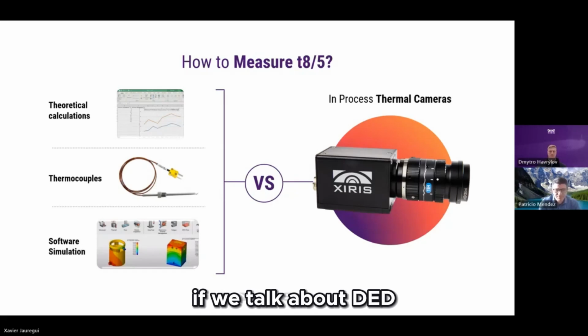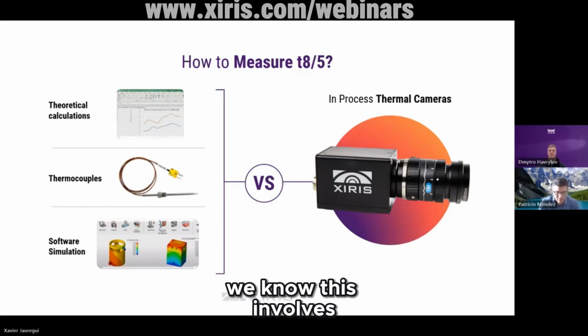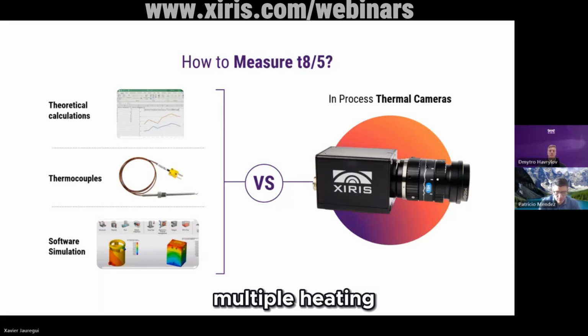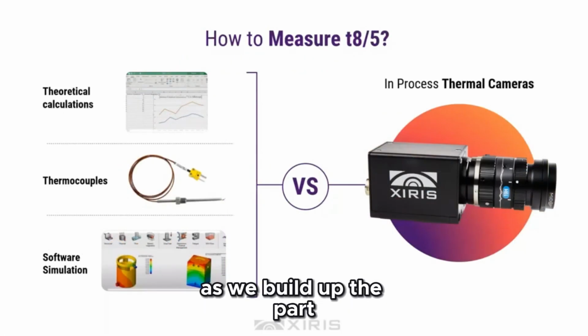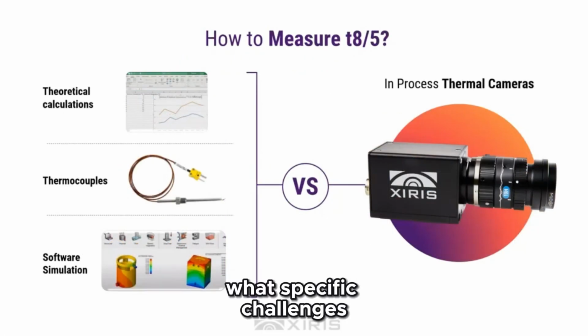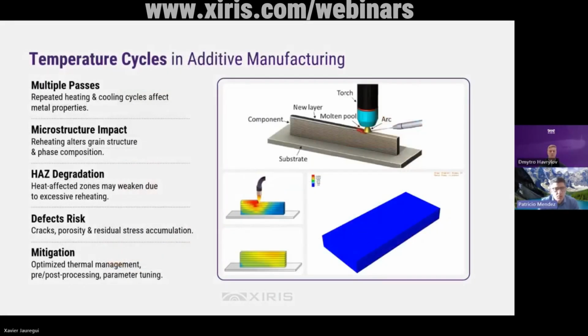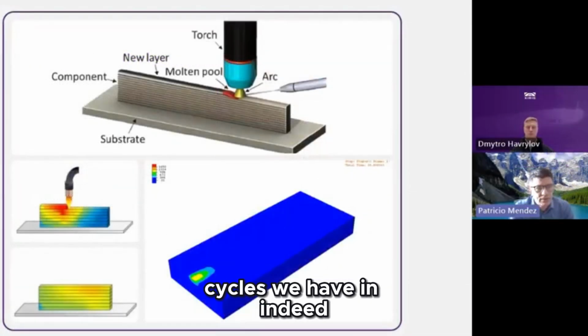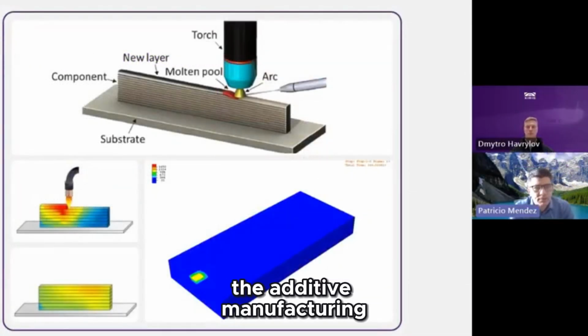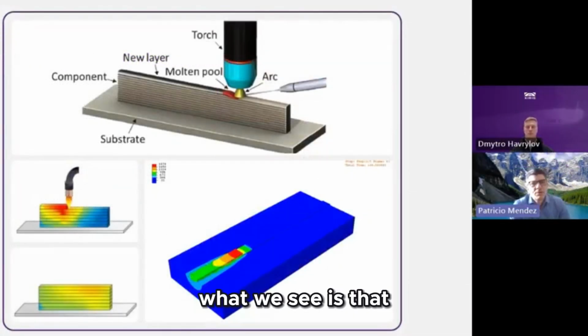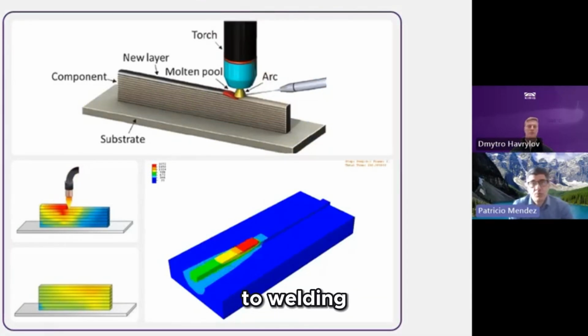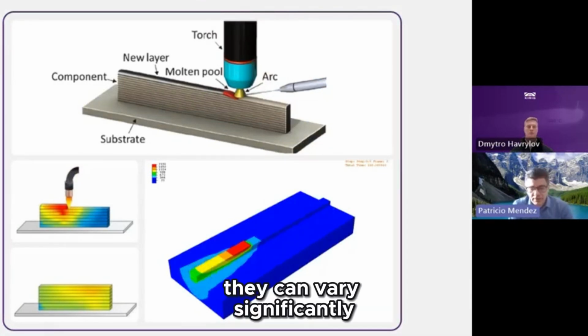If we talk about DED additive specifically, we know this involves multiple heating and cooling cycles as we build up the parts. What specific challenges does this pose? Yes, Lyle. So when we have these multiple cycles we have in DED additive manufacturing, what we see is that the cycles, in contrast to welding, they can vary significantly.